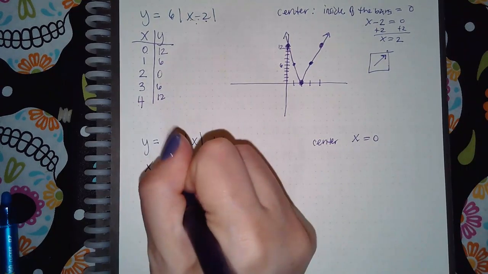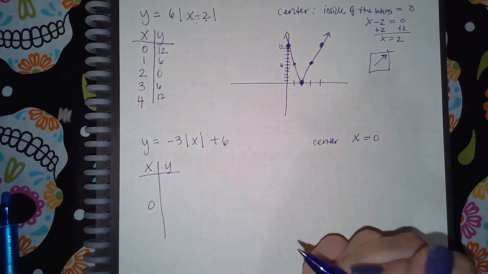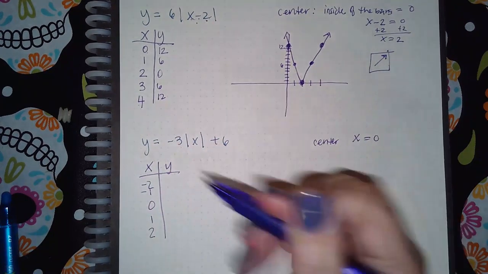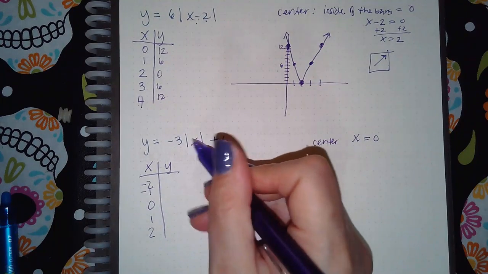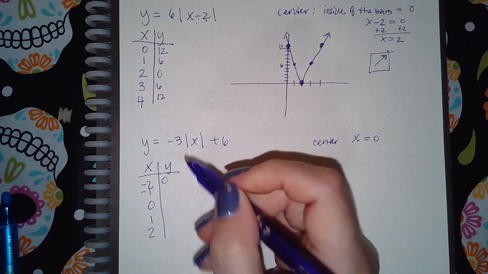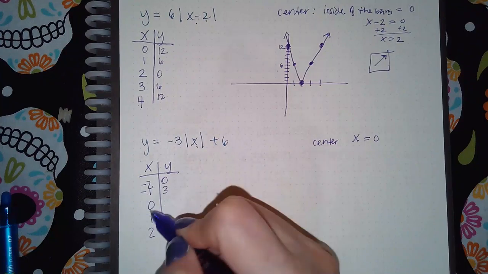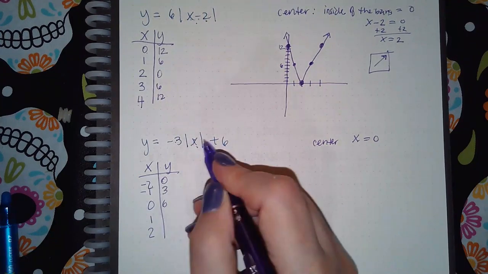So for this one, if I want to do my center, I'm going to take what's inside the bars, which is just x, and equal it to 0. And there's nothing to solve. So I already know that when I create my table, 0 is going to be the center. So 2 numbers to the left and 2 numbers to the right.